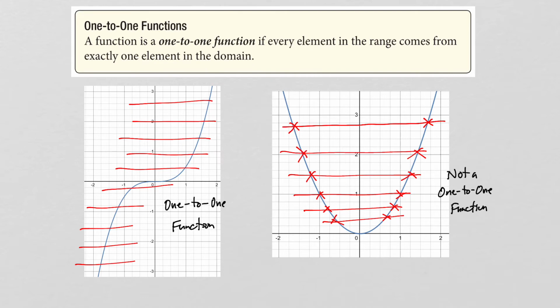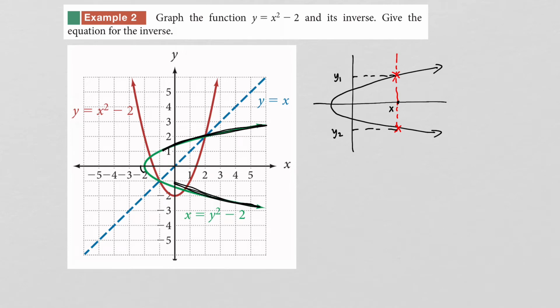And so let's go back to the previous page here. The reason we had an issue with this problem is because our original function, y equals x squared minus 2, is not one-to-one because horizontal lines hit it more than once. What that means is, when you find your inverse, the inverse just takes that parabola and turns it sideways. So now vertical lines are going to hit the graph more than once. And that's a problem, because if vertical lines hit the graph more than once, it's not a function.